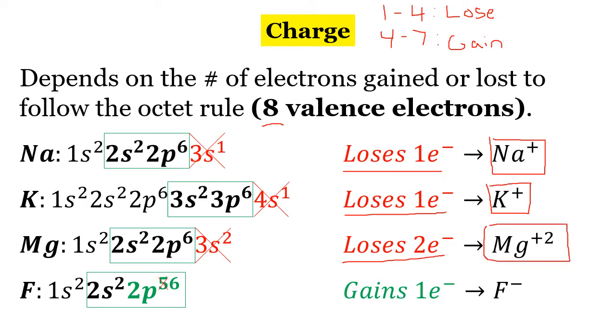All right, in our final example here, fluorine. Fluorine is in group 7A. It has 7 valence electrons. So because it falls into that second rule, it's got between 4 and 7 valence electrons. It's going to gain one electron to get to 8. Because it's picking up an additional electron, it now has one more electron than proton, so it's going to have a charge of -1.